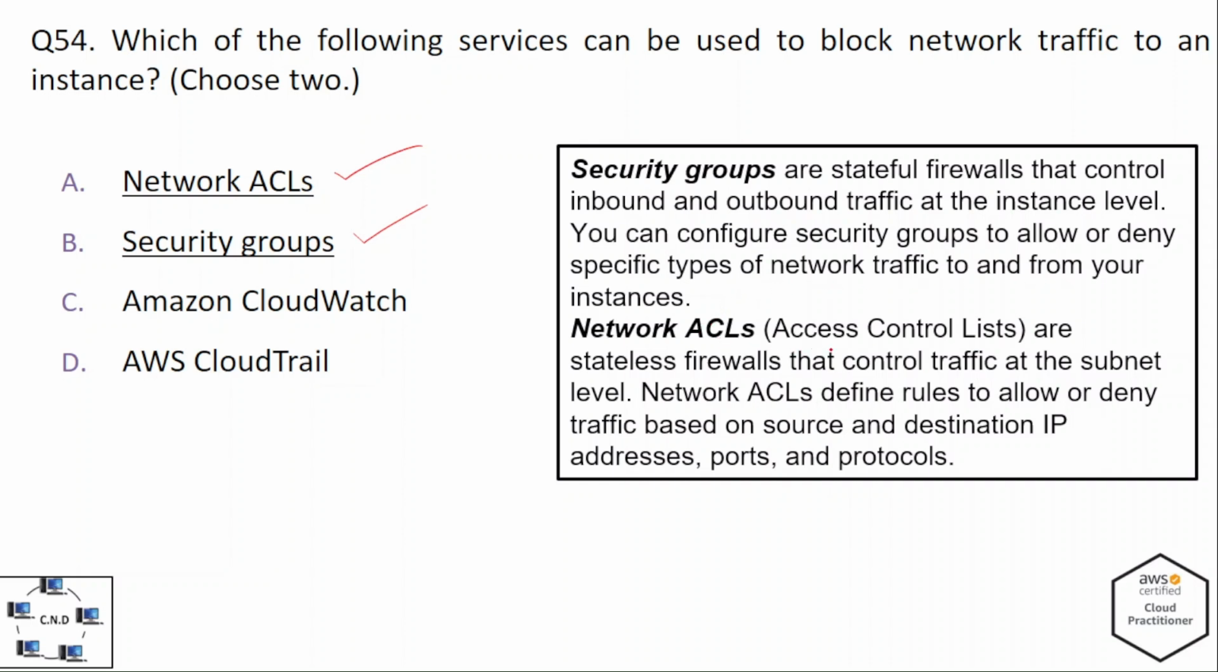Network ACLs, that is access control lists, are a stateless firewall that controls traffic at the subnet level. Network ACLs define rules to allow or deny traffic based on source and destination IP addresses, ports, and protocols.